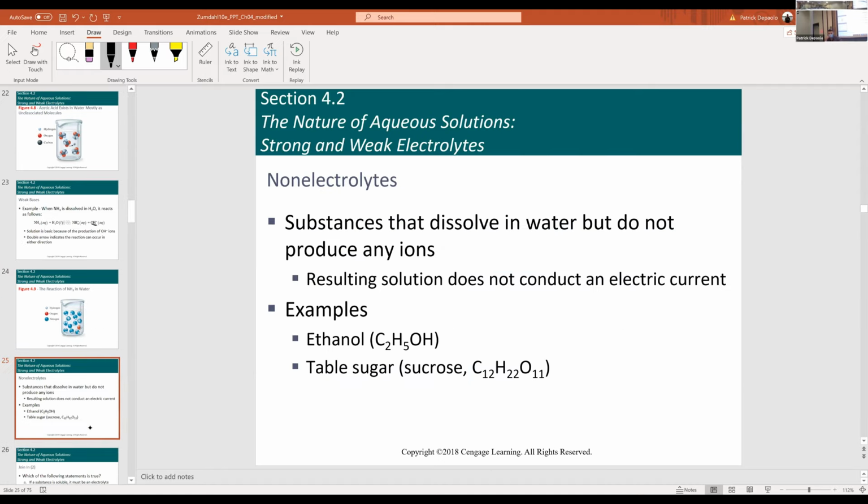Things that are non-electrolytes are going to be polar substances. Polar meaning they dissolve in water. They have an unequal distribution of charges, but they're not ionic. There's no place for them to ionize, so they produce no ions. And a good question could be, for my test, how do I know which one of these is ionic or not?